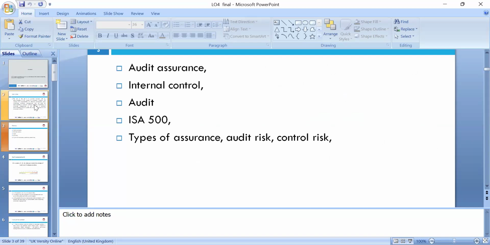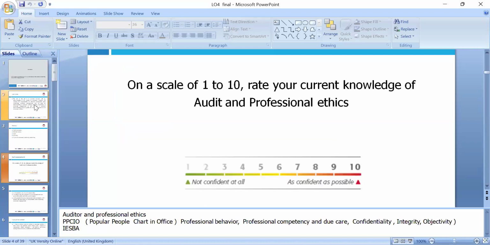We discussed audit, assurance, internal control, audit risk, ISA 500, types of assurance, audit risk, control risk, and inherent risk. Today's lesson is about ethics, and it is always good to look back and reflect on how much we know. To remember easily: "popular people chat in office" - professional behavior, professional competence and due care, confidentiality, integrity, and objectivity are the key principles, according to the International Ethics Standards Board.